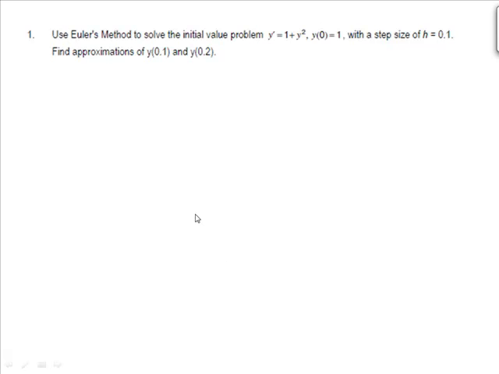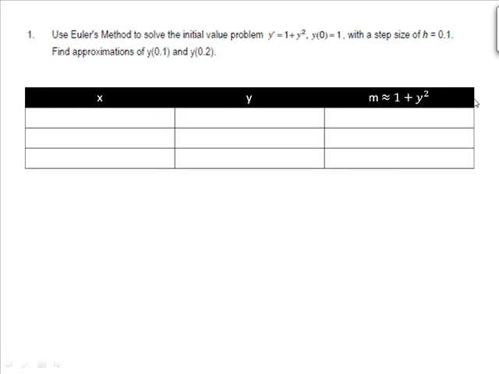So here you want to make up a table of values. I use 3 columns. I have the x column, which will fill in with the initial values, 0 for x, 1 for y of 0 equals 1. And then we're going to use the derivative to approximate the slope to calculate the next y value. So here, when x is 0 and y is 1, our derivative, 1 plus y squared, gives us 1 plus 1 squared, which is 2. So we're going to use the slope of 2 to calculate the next y value.